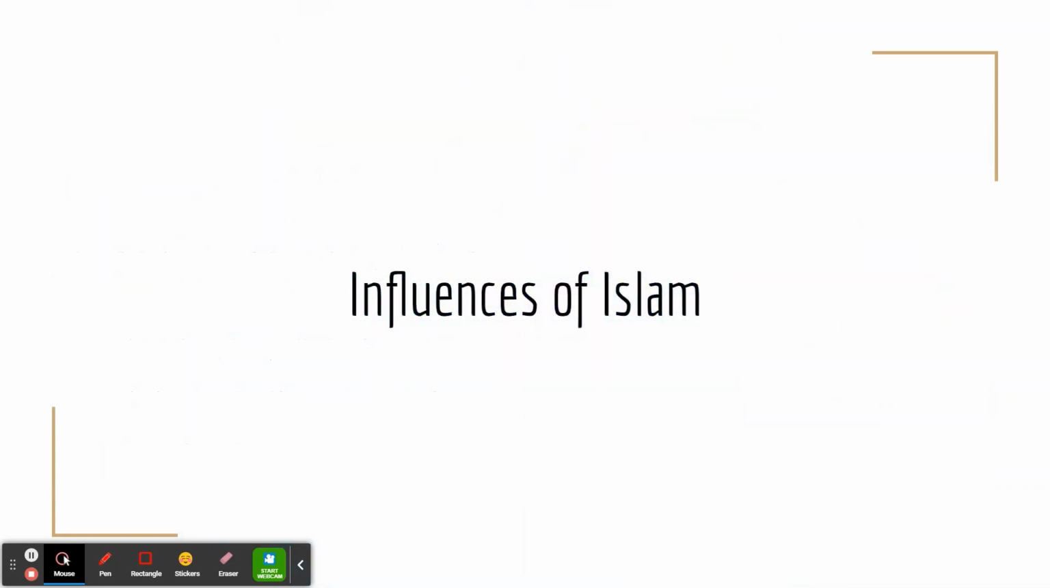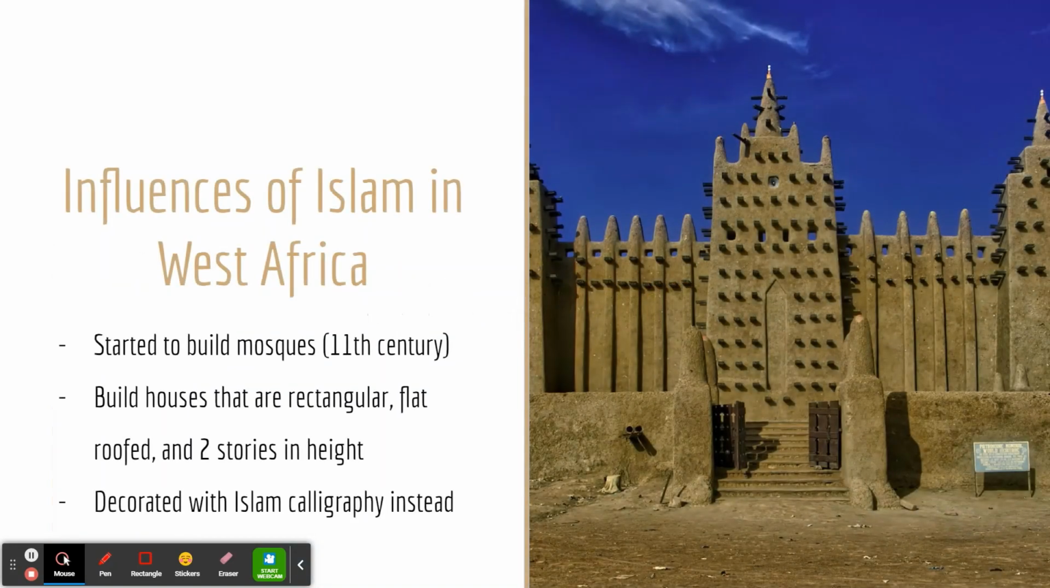Influences of Islam. Influences of Islam in West Africa. They started to build mosques in the 11th century. People also started to build houses that are rectangular, flat-roofed, and at least 2 stories in height. They also decorated with Islamic calligraphy instead. And on the right over here is an example of a mosque in Western Africa.